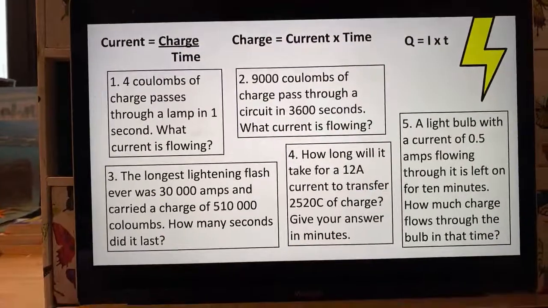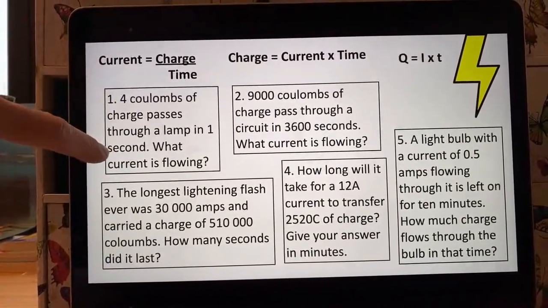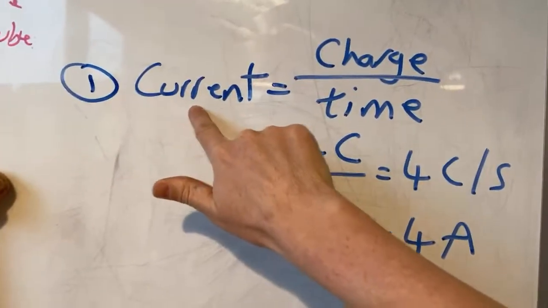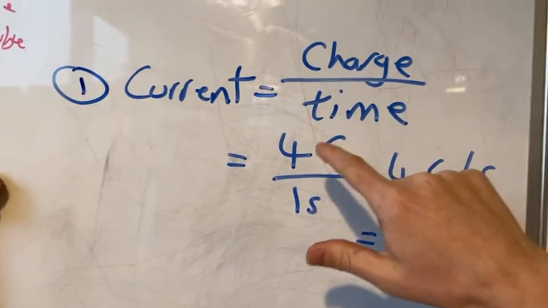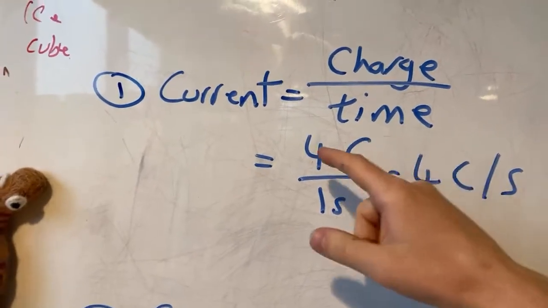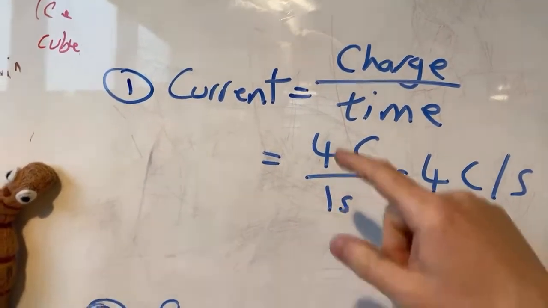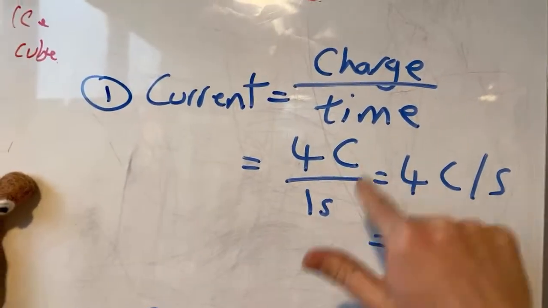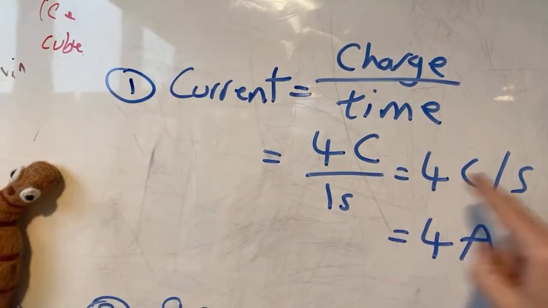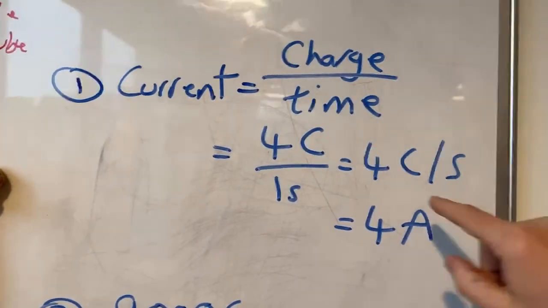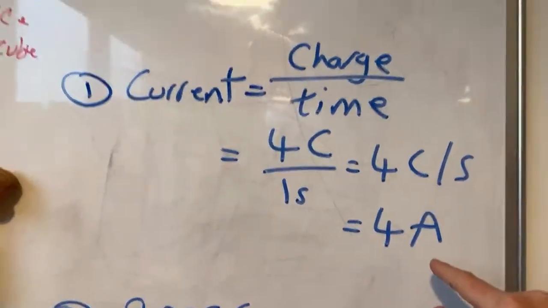Okay, so number one, 4 coulombs of charge passes through a lamp in 1 second. What current is flowing? Well, you're looking for current, and you've got the charge and you've got the time. So you just plug it in. Write down the equation. Always write down the equation. Current equals charge divided by time, which is 4 coulombs divided by 1 second. Can you give yourself some marks if you've actually written 4 coulombs divided by 1 second and not just 4 divided by 1? So I've put equals 4 coulombs per second because I can see now really easily that my answer is in coulombs per second, because whatever you do to the numbers, you just do to the units. So C/s. And then I've put 4 coulombs per second equals 4 amps.